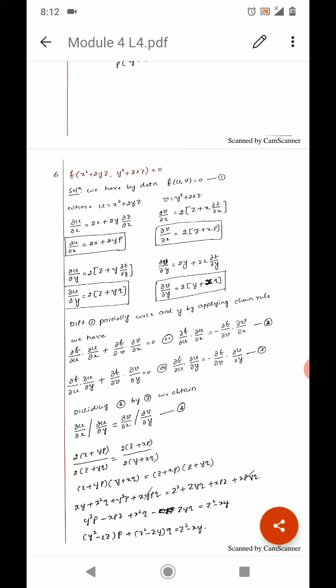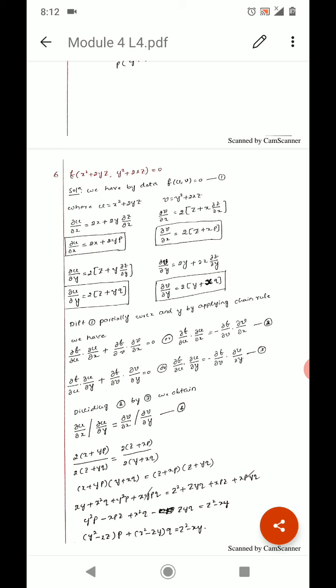Now differentiate u and v with respect to x and y partially. So first with respect to x, we obtain del u by del x is equal to differentiation of x square with respect to x is 2x plus 2y into differentiation of z with respect to x is del z by del x. So we have del u by del x is equal to 2x plus 2y into p, since del z by del x is p.